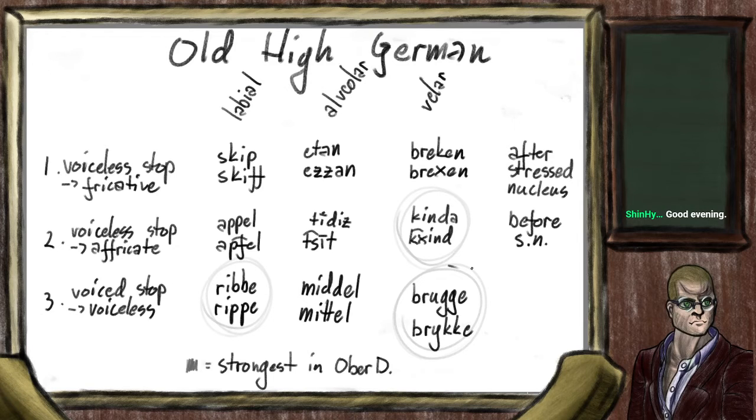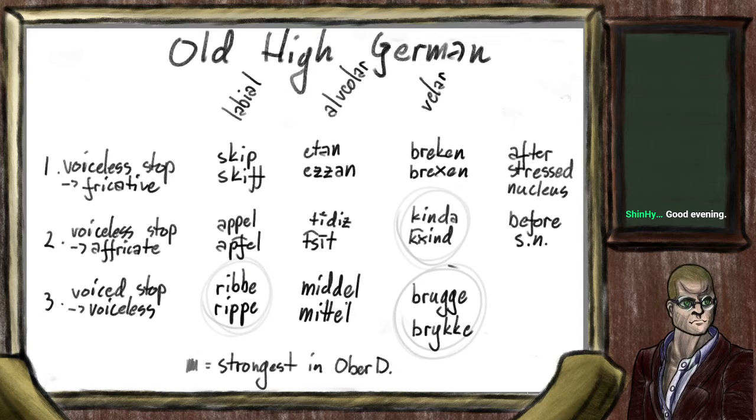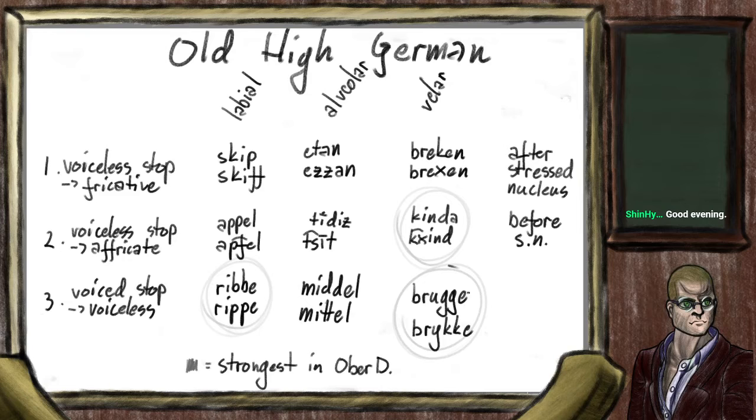The third step here is where voiced stops become voiceless. Here we have Ribbe becomes Rippe. This is the rib bone, stays this way in English. You have middle in English, becomes Mittel. And then Brugge, this becomes bridge later in English, but remains quite similar in Dutch, becomes Brücke. This is spelled with a CK in modern standard German.